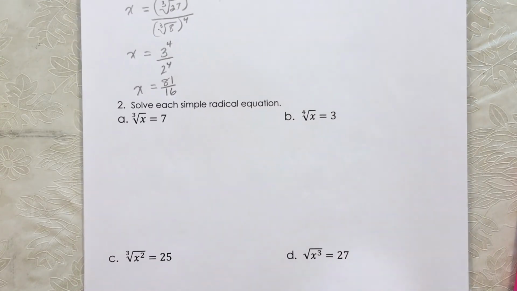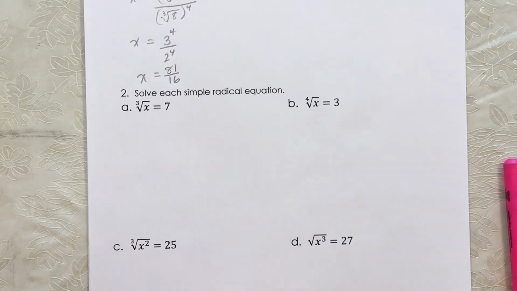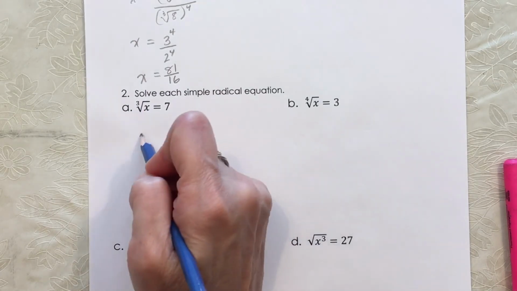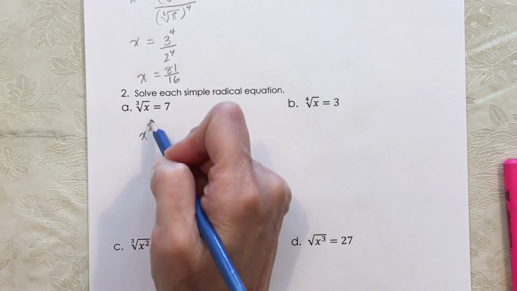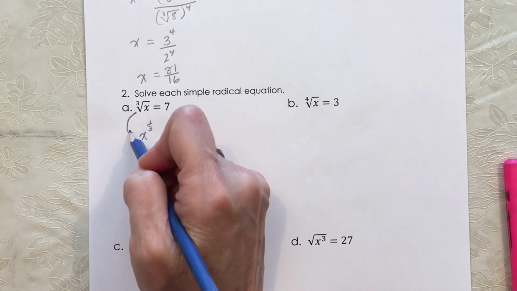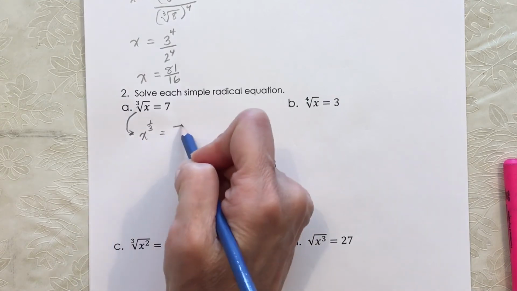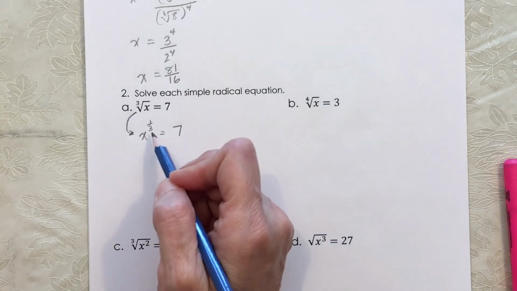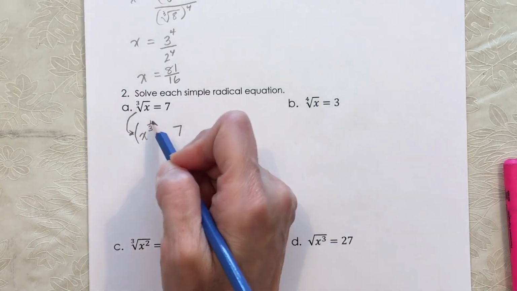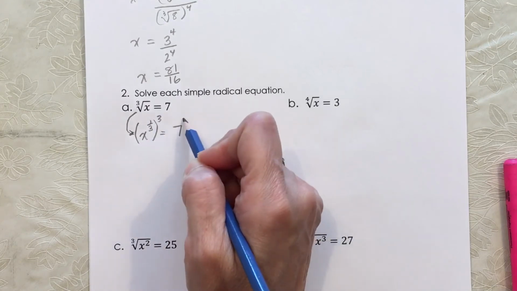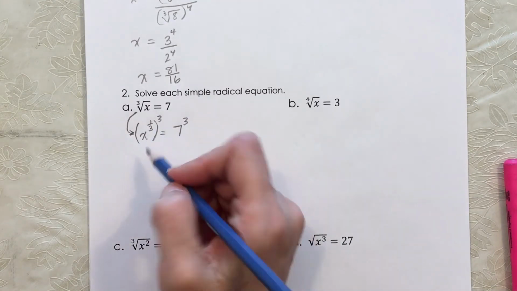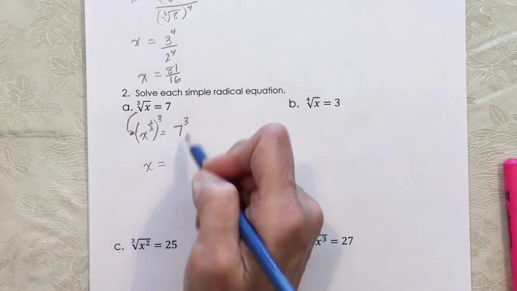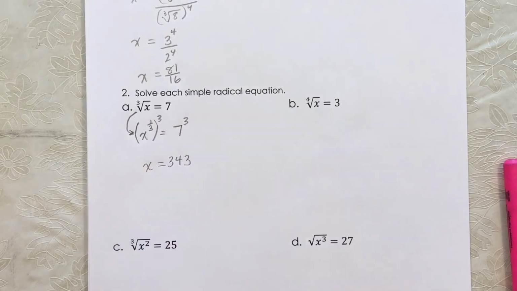All right, so solve each simple radical equation. So we're going to use the same technique. The third root of x equals 7. So I could rewrite that, just changing this from radical form into a fraction. And then after I've done that, I can use the same technique that we just used. To undo the exponent 1/3, I would put it to the power of 3, but whatever I do on one side, I have to do on the other. So that's going to give me x to the 1, which is what we want to find out, is 7 to the power of 3, which is 343.